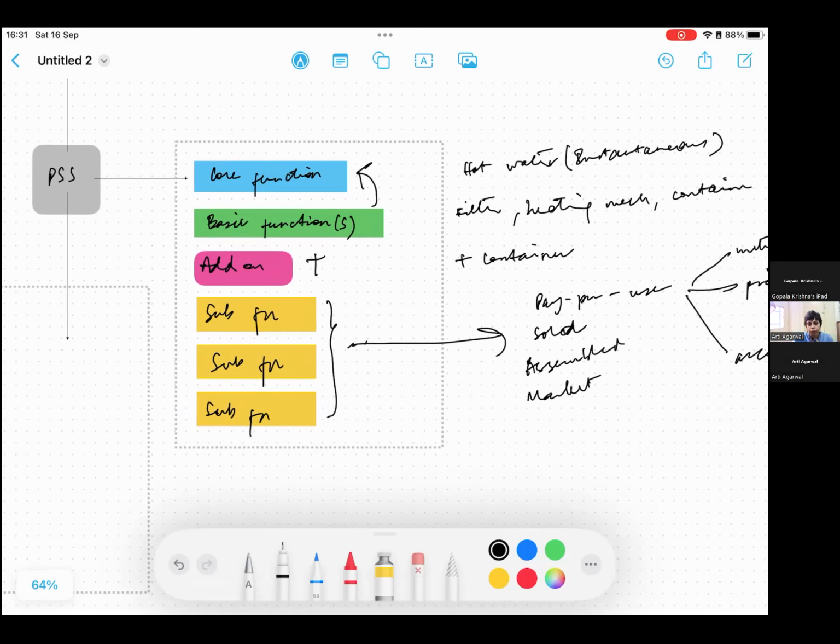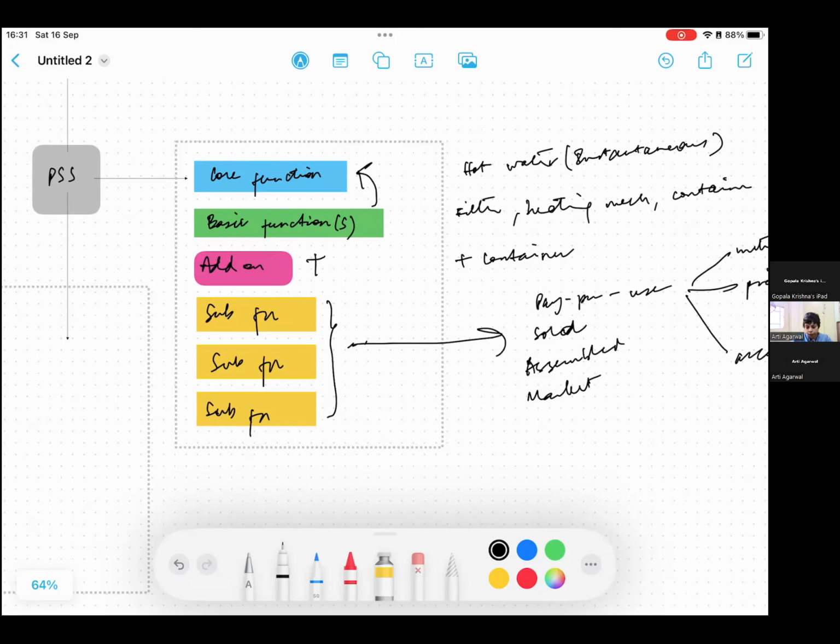But madam, core function should only be one, right, for any PSS? Yes, I think ideally core function will be just one. In some cases, the core function itself may have one or two components. But generally, core function is going to be just one line or just a phrase.